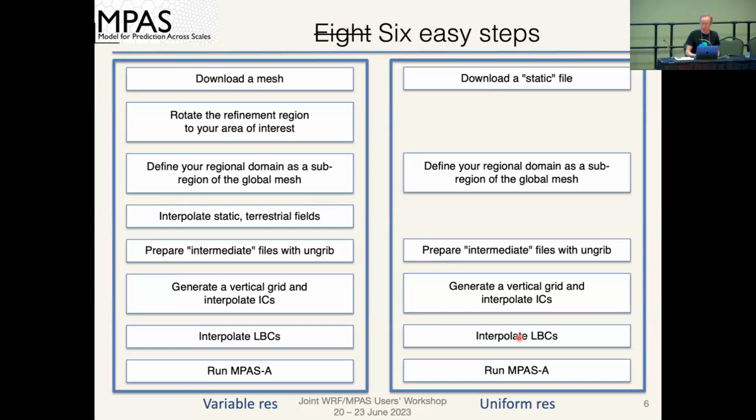So the steps now are only 6. So we're getting closer to what you would do for WRF, right? You download a static file, and because it's quasi-uniform, you don't need to rotate it. So why not just download the entire globe worth of terrain already on the mesh? You can cut out a subregion, and then the rest of the steps are the same. So that is an illustration of the value in being able to reorder steps.